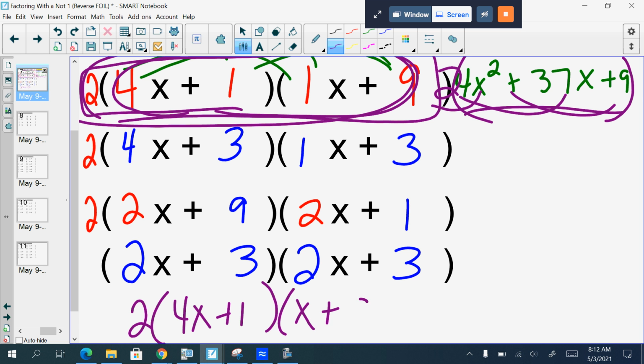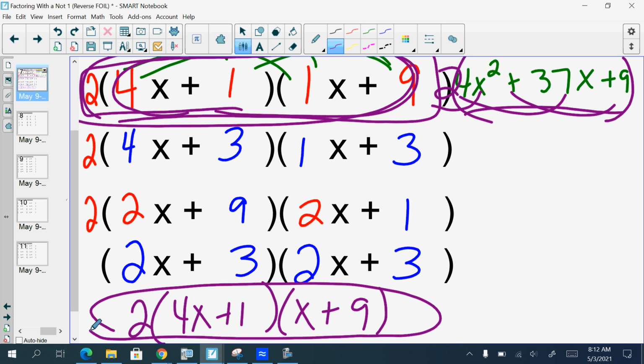Again, if you have the x plus 9 first, then the 4x plus 1, that's fine, okay? But it has to be, like the 4x and the 1 have to be in the same set of parentheses. Questions on that one at all?